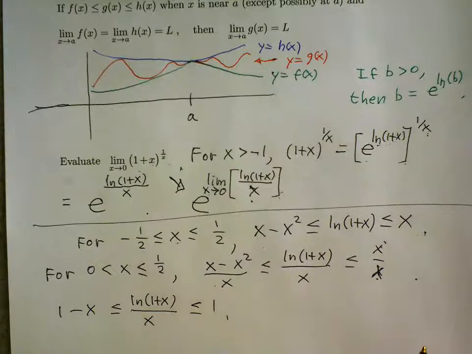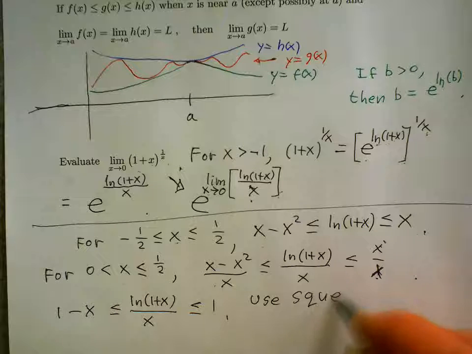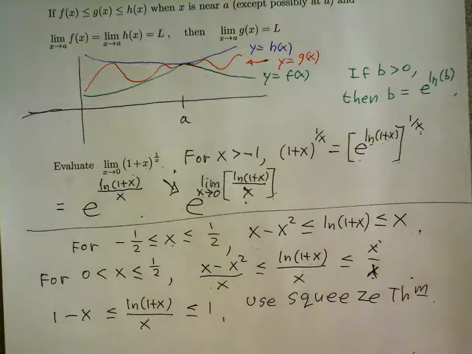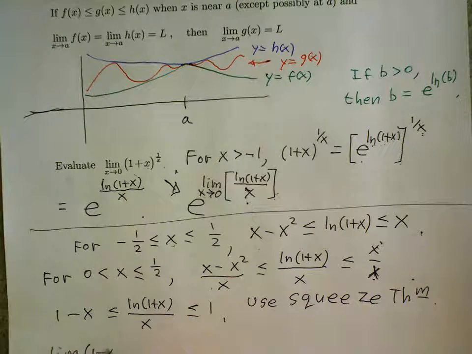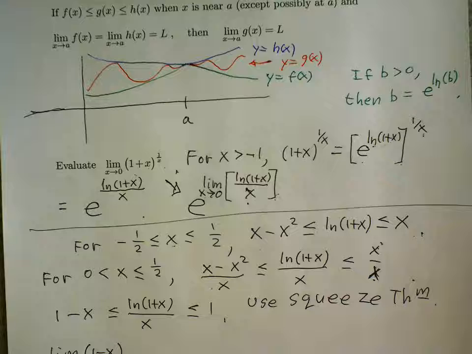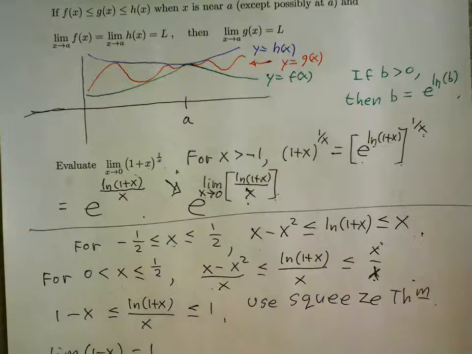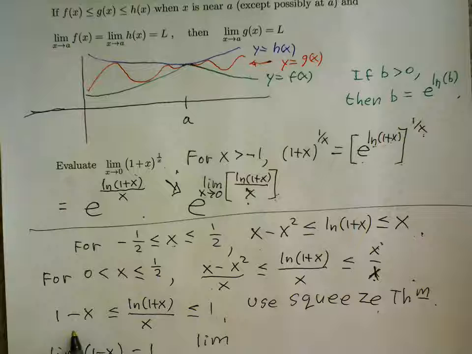Okay, now we can use the squeeze theorem at this point, that was discussed above. So we take the limit as x approaches 0 of 1 minus x. We can evaluate this by direct substitution. And the limit of a constant is just the constant. So this limit is equal to 1. And so by the squeeze theorem, the limit of the function that is between 1 minus x and 1 must also be equal to 1.